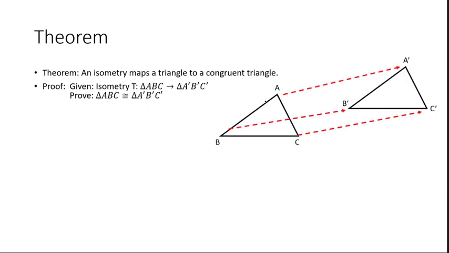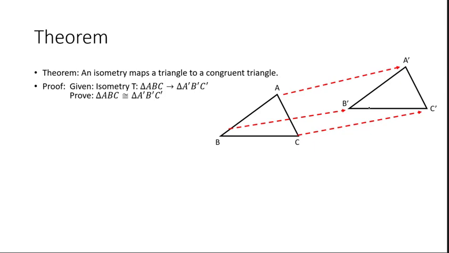So what does this look like? Well, here's a picture. So we have triangle ABC, and we are mapping with these red lines. We're mapping each point to a corresponding point over here on this triangle. And we're trying to prove that this triangle ABC is congruent to the triangle A prime, B prime, C prime.